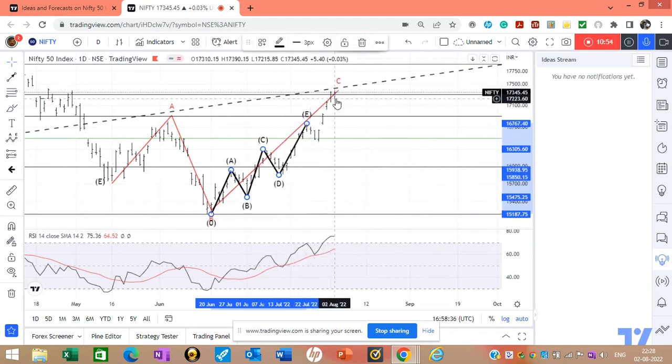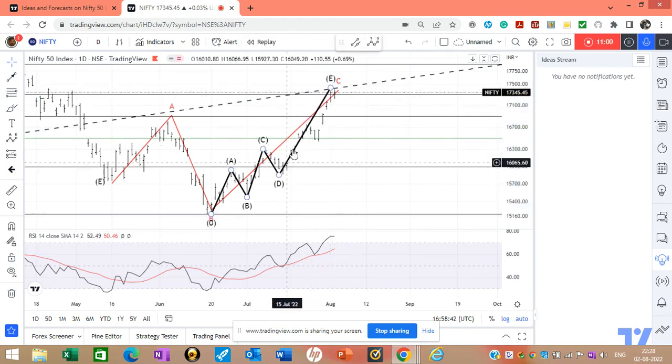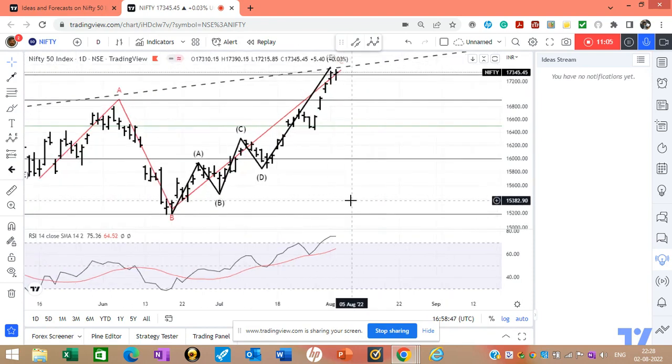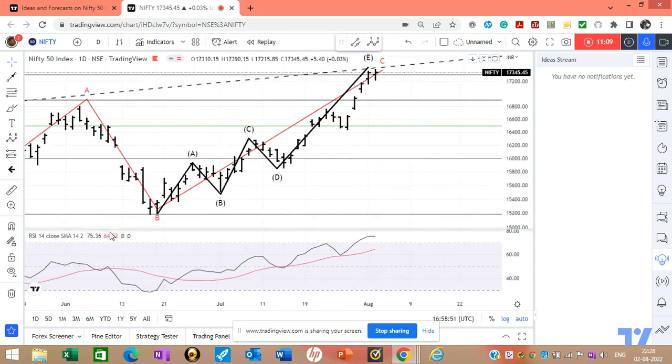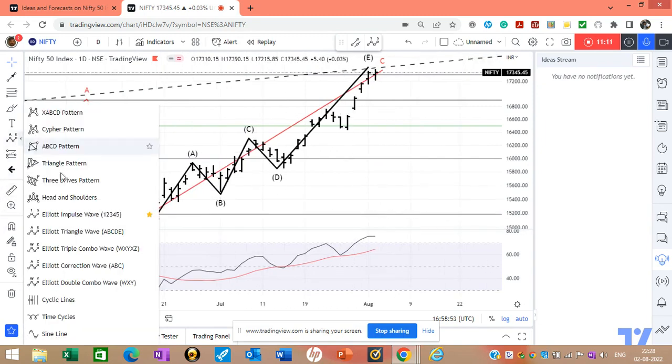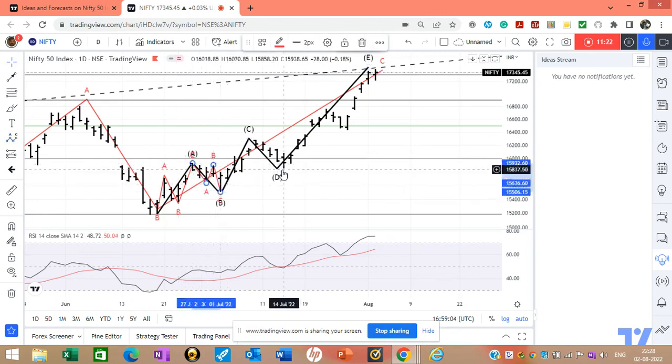Now this wave has kind of extended. This whole thing has become an ABC formation. So this is the problem in Nifty 50, that this wave is extending. Like this was A, B, and C. A, B, and C. First triangle complete.